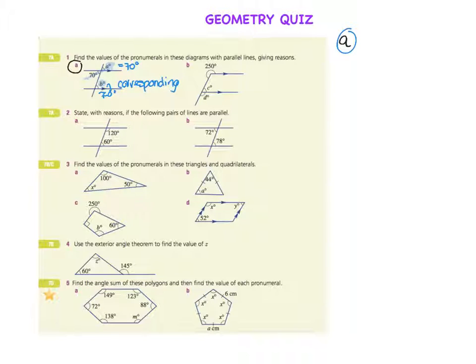All right, let's look at the next one. So if you look at, see how they're saying this is 250. What is it if you go a whole circle? 360. So if you minus 250, what are you left with? So that's 110 there.